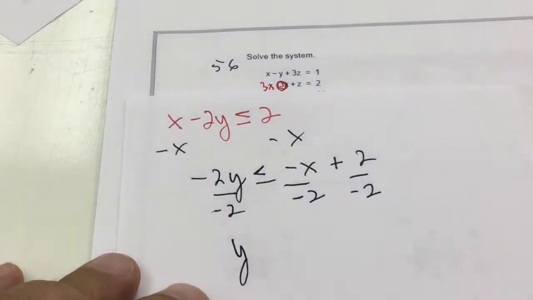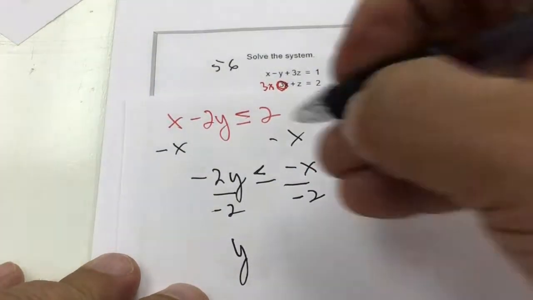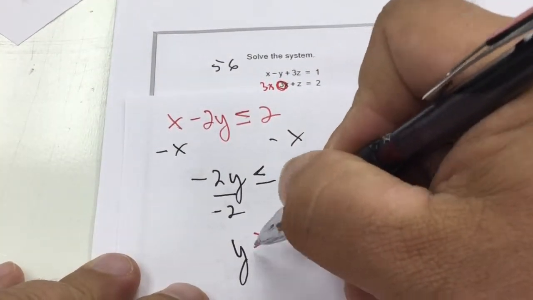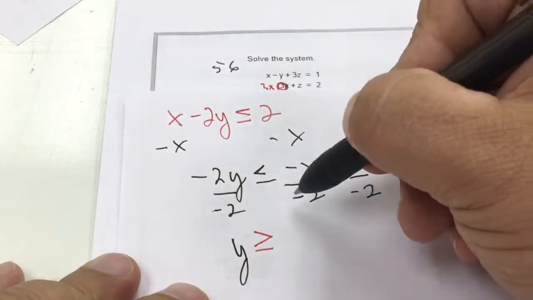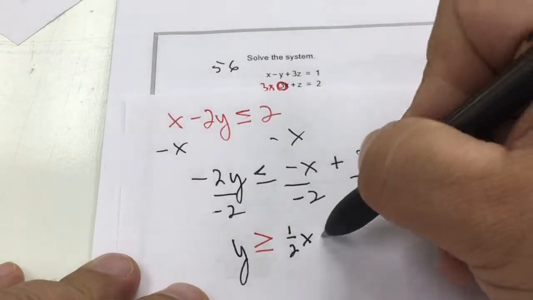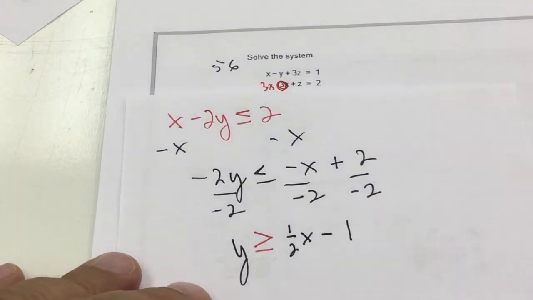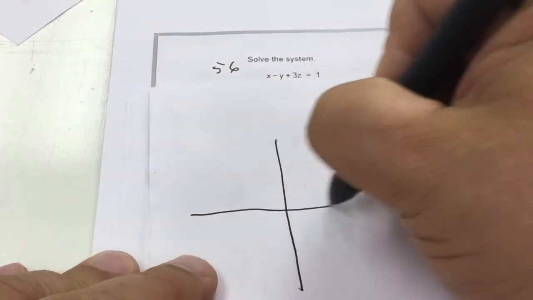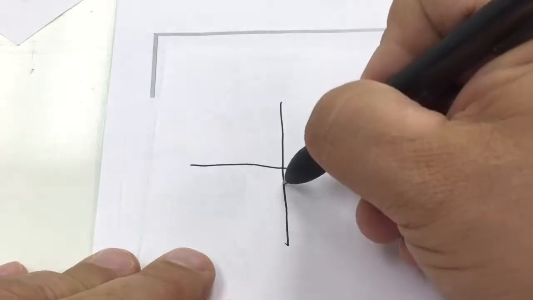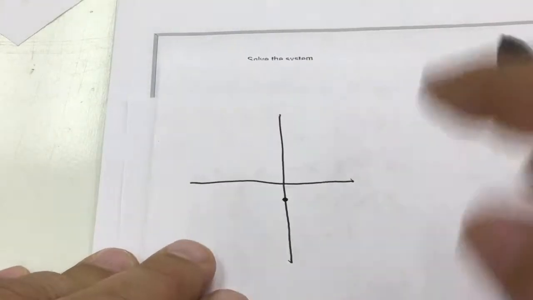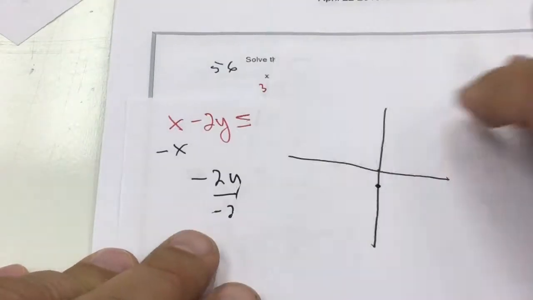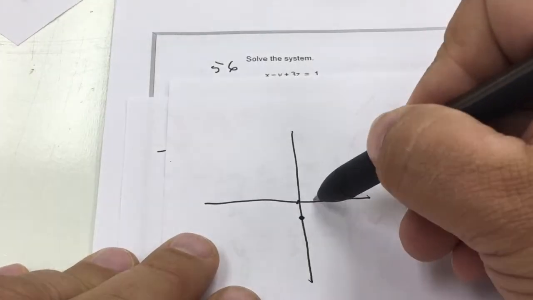That's going to give me y. Now, whenever I divide an inequality by a negative, I have to flip the sign. So that's now greater than or equal to. A negative divided by a negative is positive, 1/2 x minus 1. So my first equation is going to be 1/2 x minus 1. If I were to graph that on the x and y axes, I begin at negative 1, and then from there I'll go up 1 over 2, since the slope is positive 1/2.